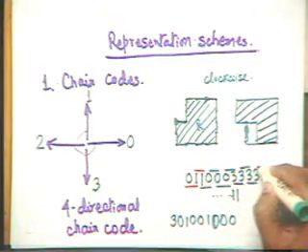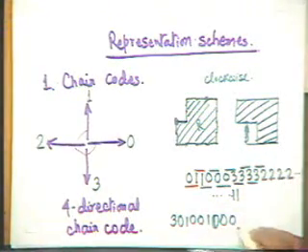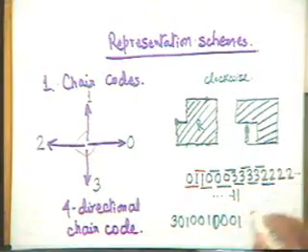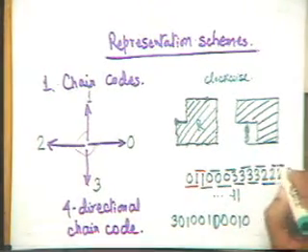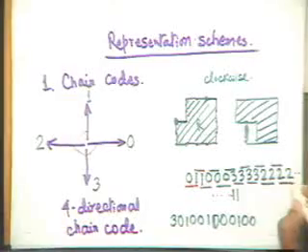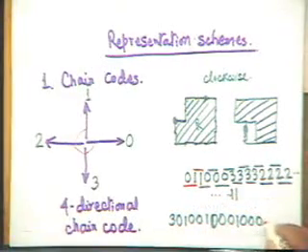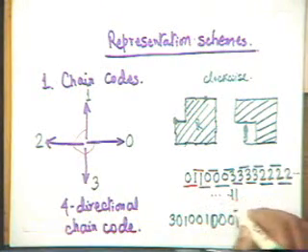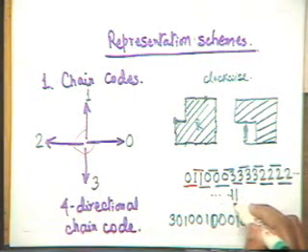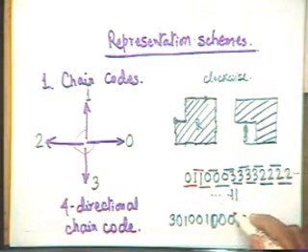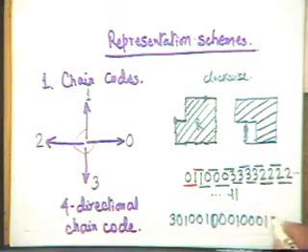3 to 2 is again 1 direction change. 2 to 2 is 0. 2 to 2 is 0. 2 to 2 is 0. 2 to 1 is 1 direction change. Okay. And then 1 to 1 is 0 direction change.